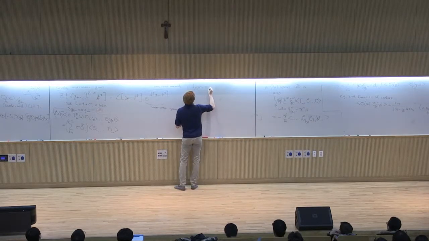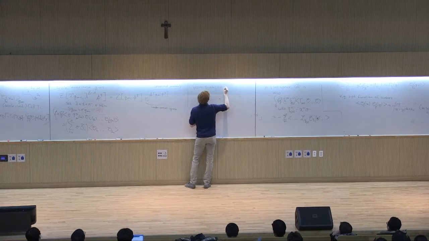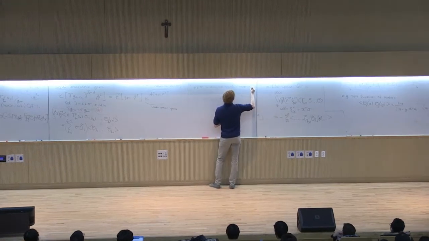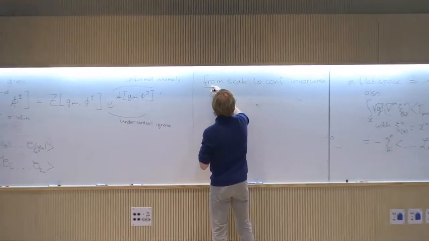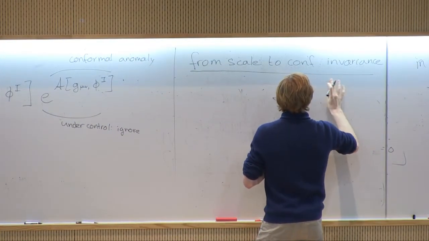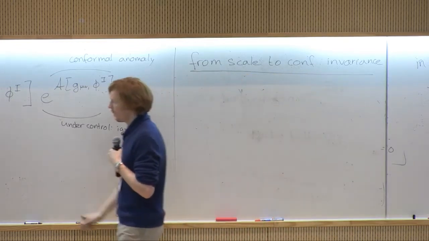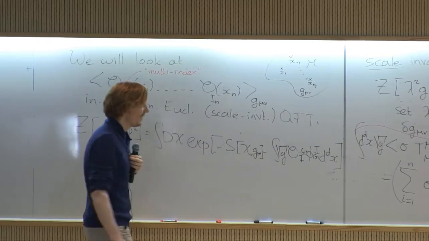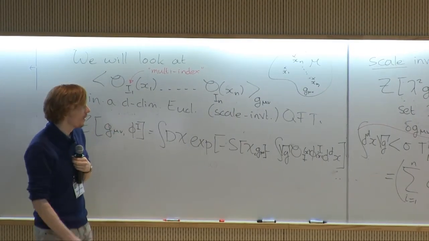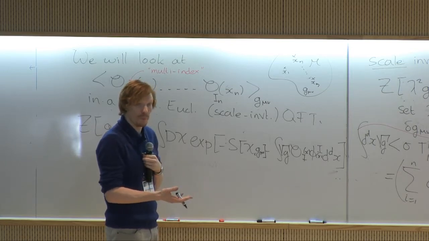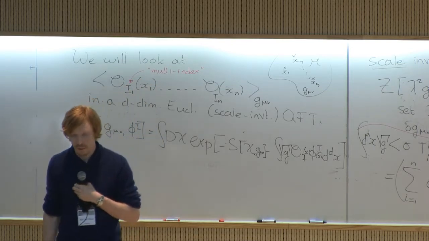From scale to conformal invariance. Now this is, to some extent, an experimental fact. There are very strong arguments that every theory with scale invariance also possesses an extra symmetry called conformal invariance.